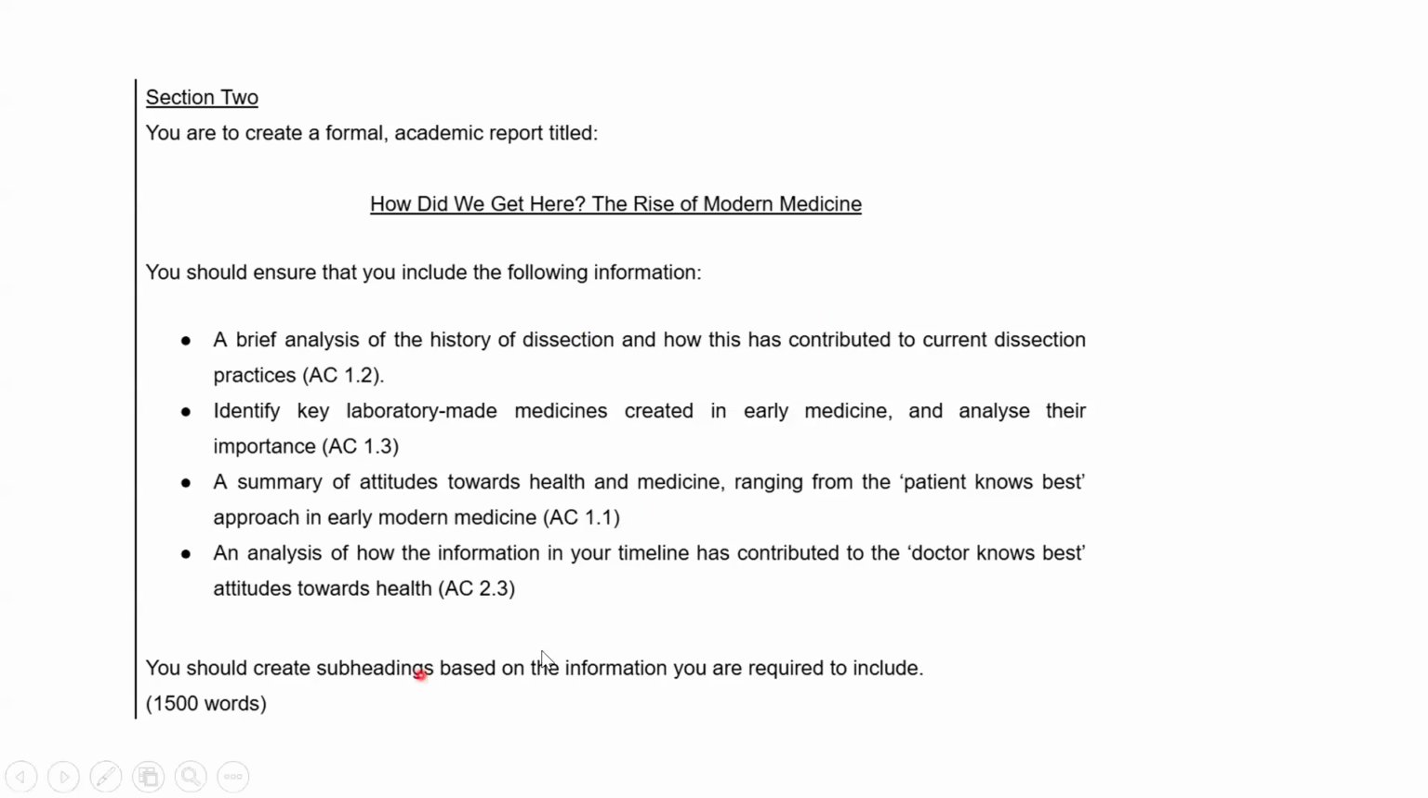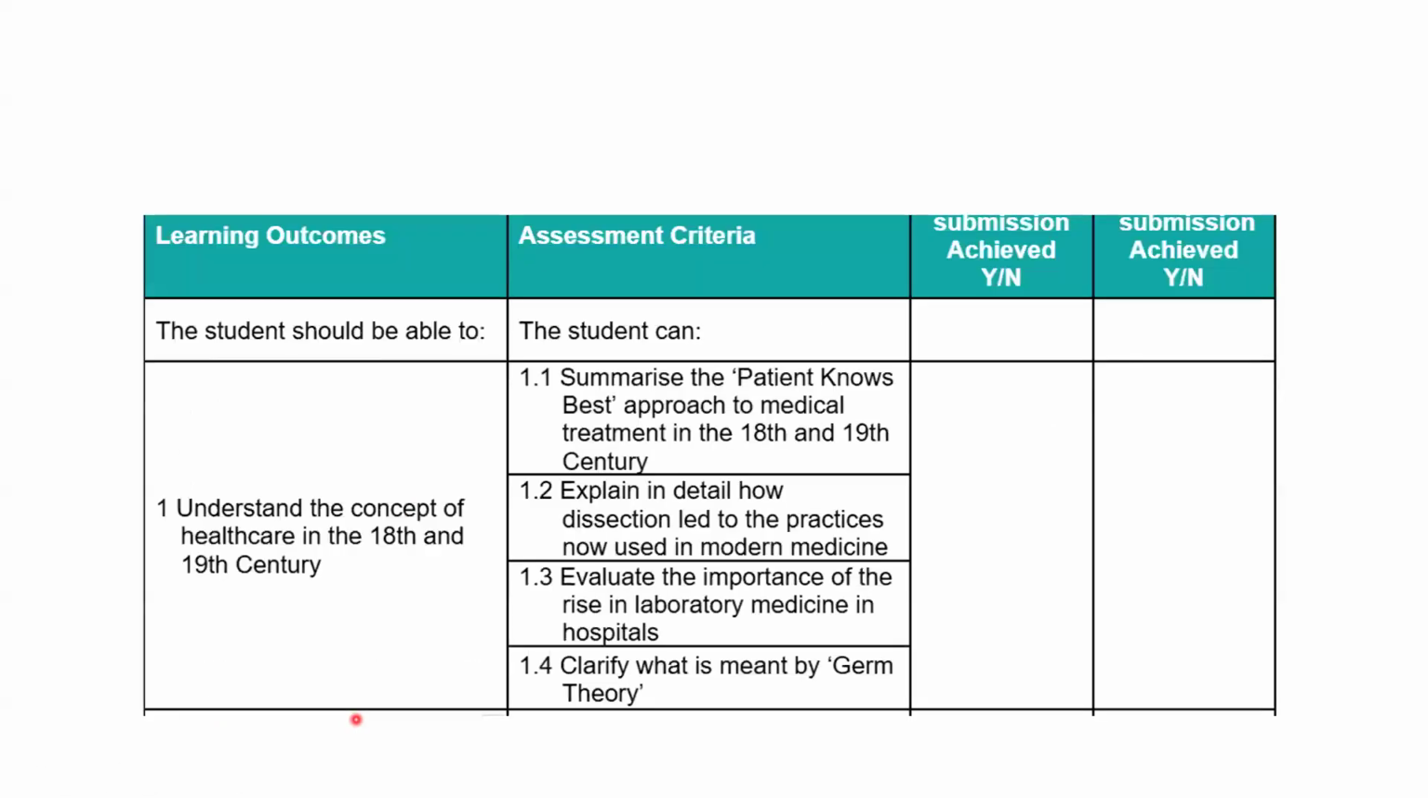So you should create subheadings based on the information you are required to include, and this should be done in a Word document because it is an academic report. It should be 1,500 words. So 1,500 plus 500 is 2,000. I hope that is clear. Are there any questions up to this point?